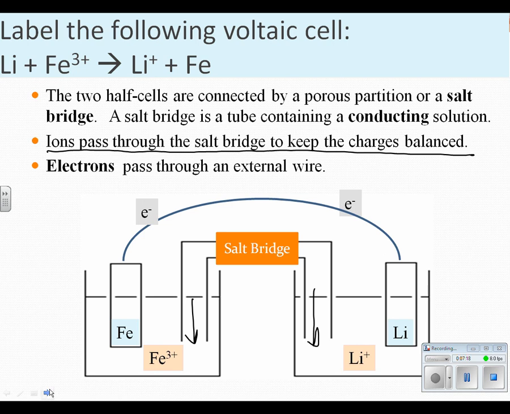Now electrons actually are going to pass through an external wire that's going to be connected to the two pieces of metal themselves. So you'll want to draw that in from the iron metal strip to the lithium metal strip. And we'll have electrons, which I labeled, passing through it. Now there's a certain direction that these electrons travel.